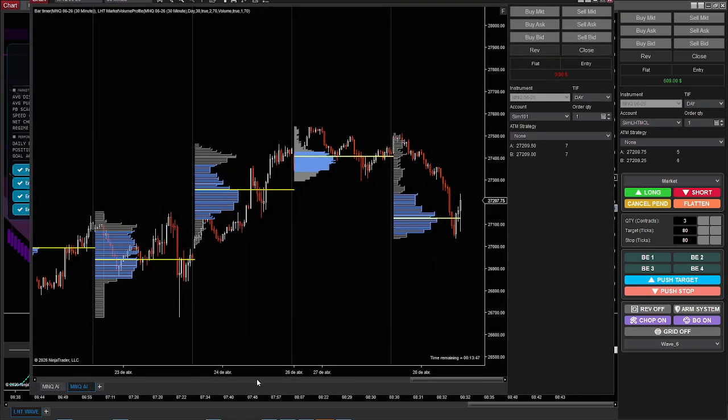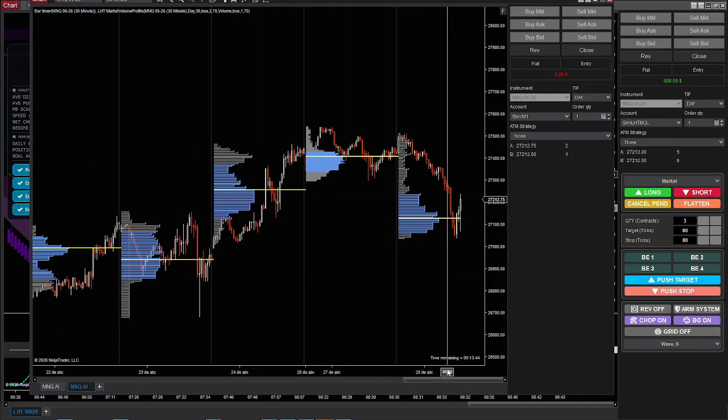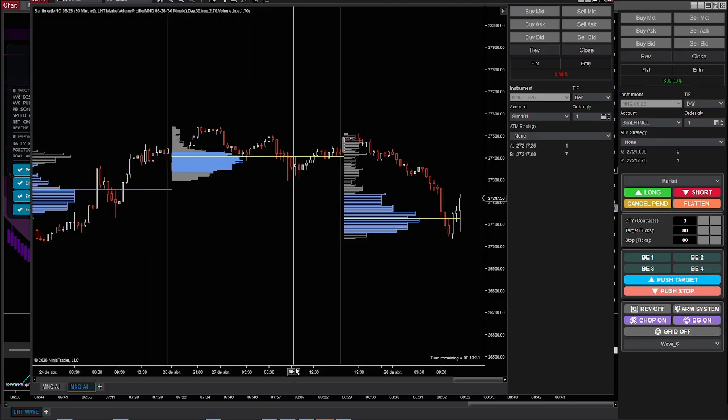Here we have today's volume profile. Price bounced here. We are above the POC, point of control. Now it would be interesting to see a daily chart. Let's see. Here it is.